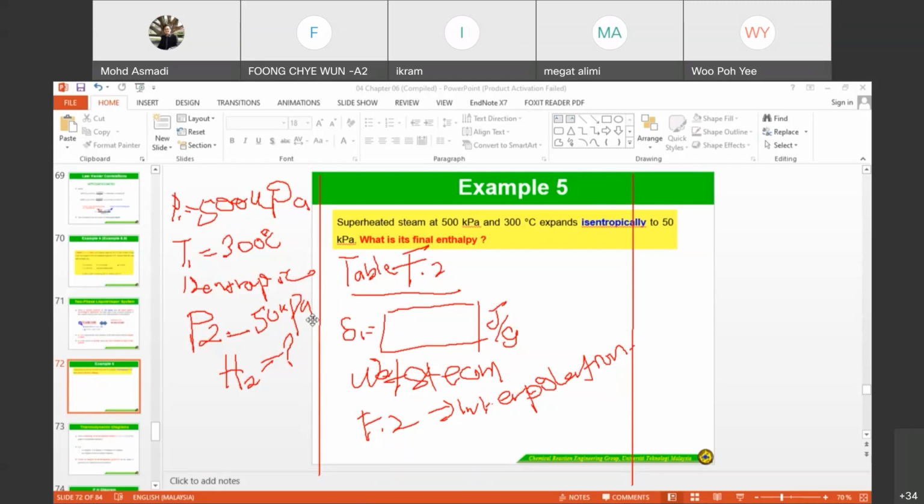Are you done with this one? I just want to construct the table. Done, okay?